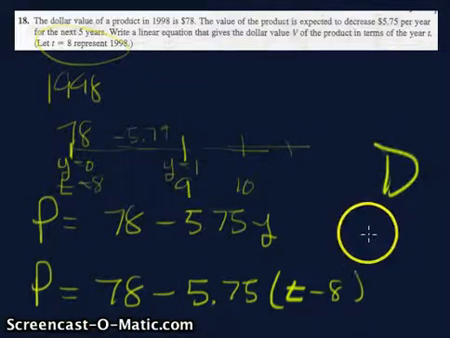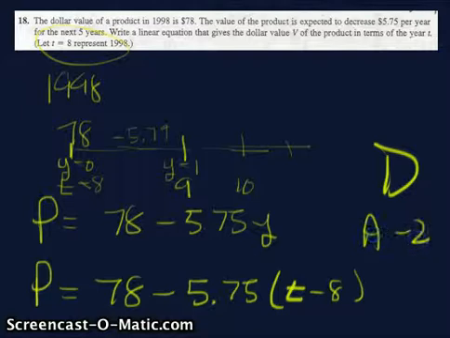Now, you could have made a mistake picking A and not thinking. So for A, I took off 2 points.